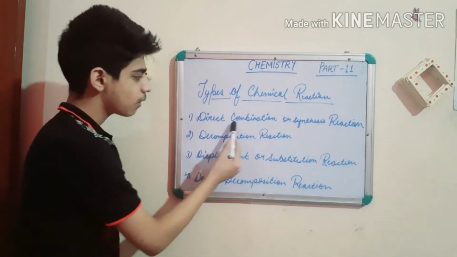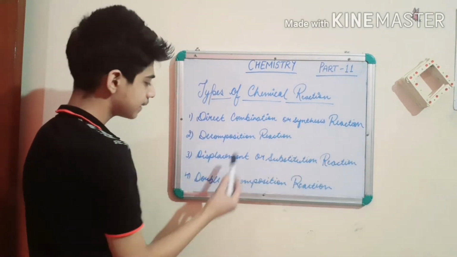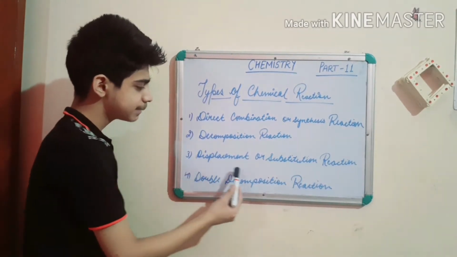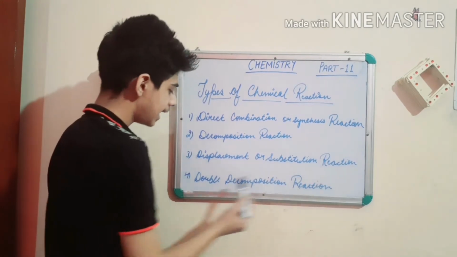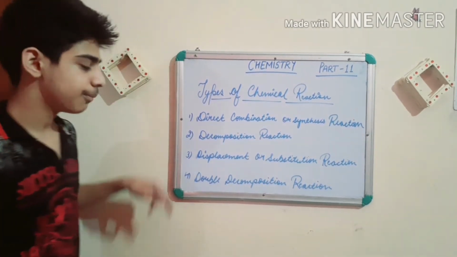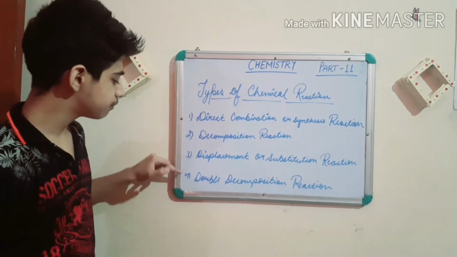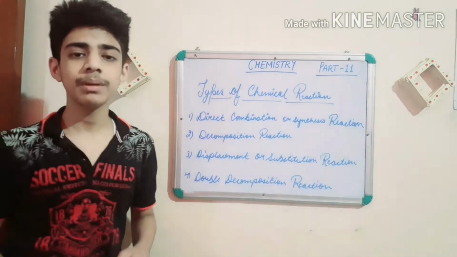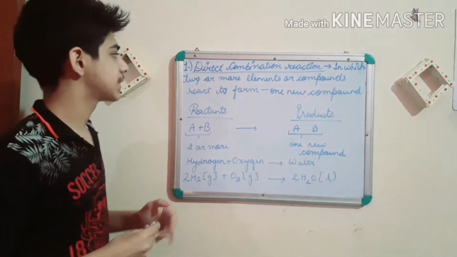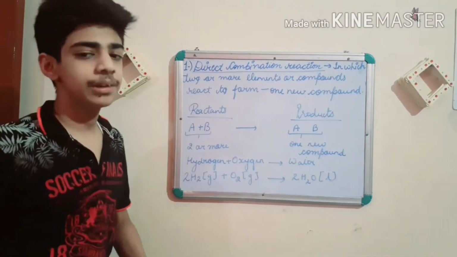So first, direct combination or synthesis reaction. Second is decomposition reaction. Third is displacement or substitution reaction. And the last is double decomposition reaction. So now I am going to tell you about all these four types of reaction with their suitable examples. So guys, this is the first reaction, direct combination reaction.